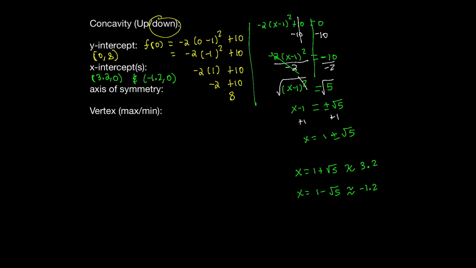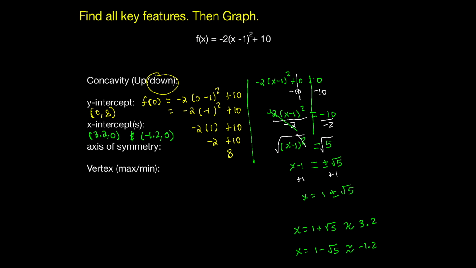1.2, 0. Now, to get the axis of symmetry, since we have vertex form, we can just look at the opposite of our h value. So the opposite of negative 1 is going to be positive 1. So the axis of symmetry is going to be x equal to 1. And to get the vertex, we're going to pair the axis of symmetry with the k value. Here that's positive 10. So the vertex is 1, 10.